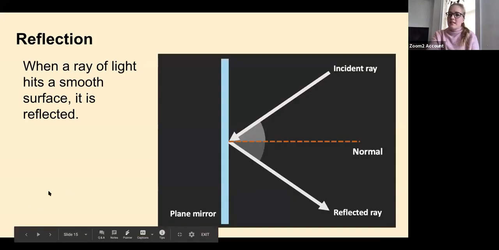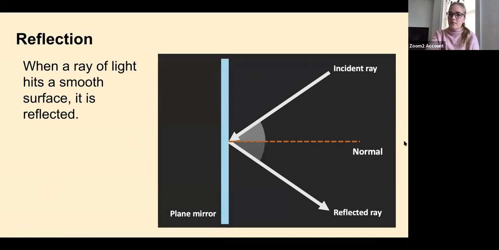So when we see these diagrams that are showing reflection, we often see it like this, where we've got an incident ray of light, which is the ray of light that's coming in towards the mirror. Then we've got the reflected ray that's being reflected from the mirror. And then there's this dotted line in the middle that's at a right angle to the mirror. And this is what we call a normal. So this is just an imaginary line that we draw there to help us diagram these rays of light and make sure that they're coming at the right angles.